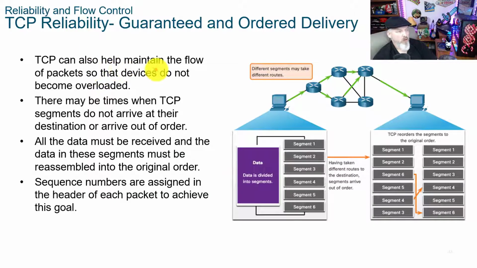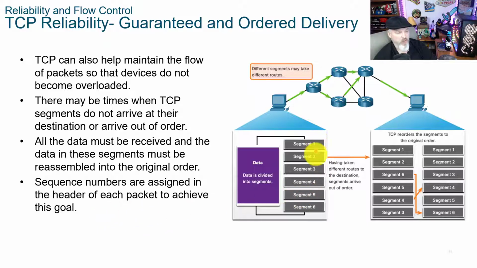TCP can also help maintain the flow of packets so that the devices do not become overloaded. There may be times when a TCP segment does not arrive at the destination or it arrives out of order. So all the data must be received, and the data in those segments must be reassembled into the original order. So sequence numbers are assigned in the header of each packet to achieve that goal.